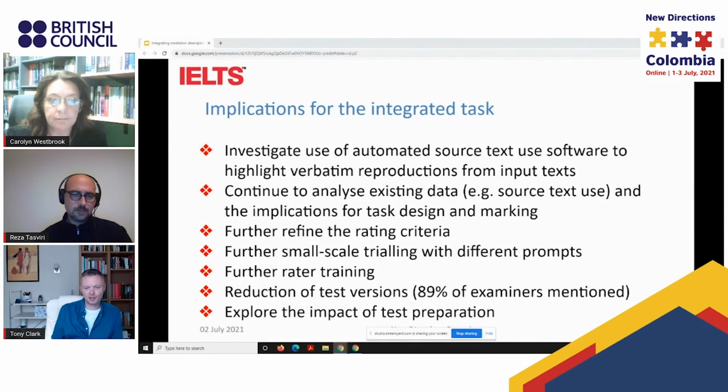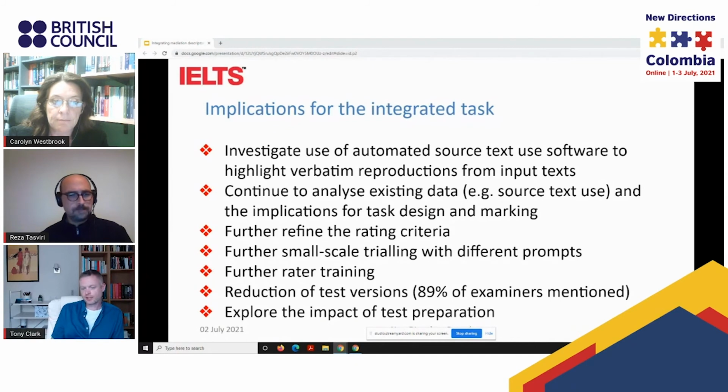They're not the finished article by any means. That's what the process is. It's developmental and cyclical. And we know what we want to do next. Further than that, we want more trialing. We want small-scale trialing, different prompts used.